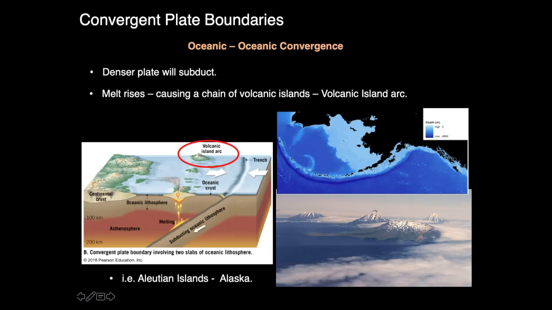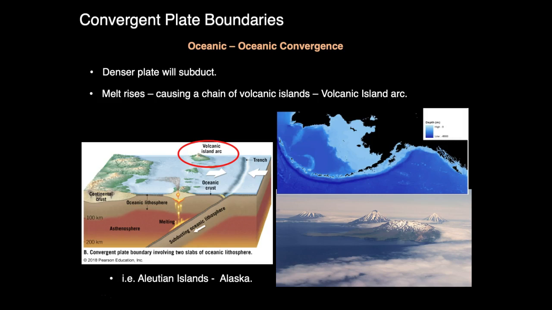So the second type of convergent plate boundary is the oceanic convergence. Just like in the convergence of oceanic and continental plates, the denser plate will subduct underneath the less dense plate. And just like in the other case, the melting at depth causes rising of material upward, sometimes reaching the surface as volcanism, sometimes not quite all the way to the surface.